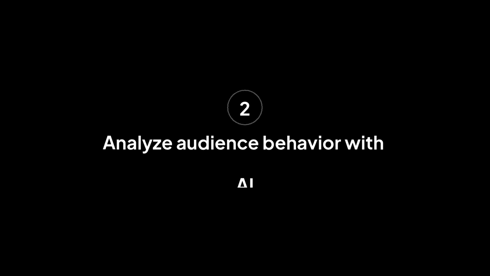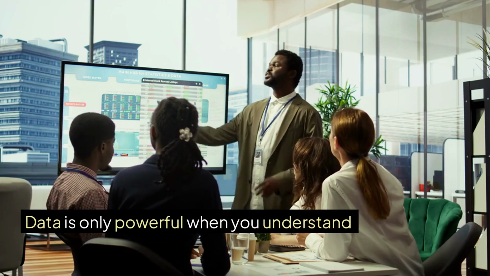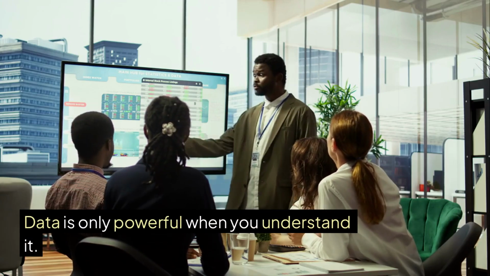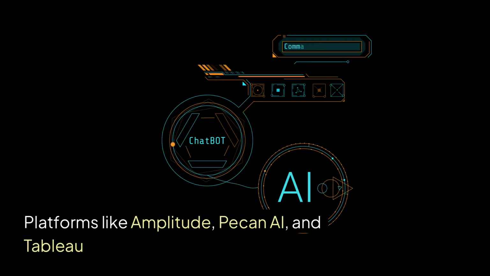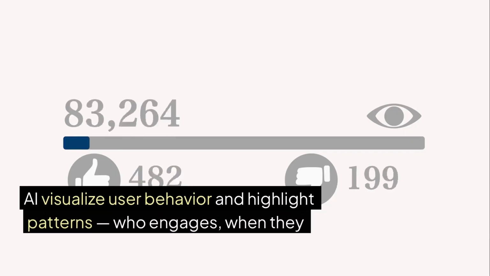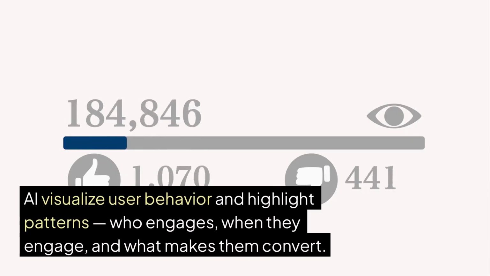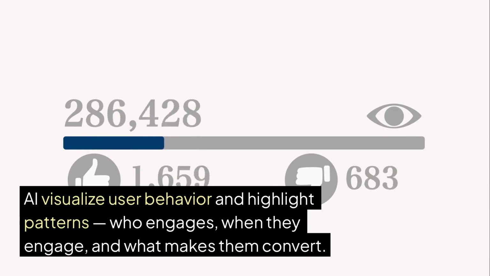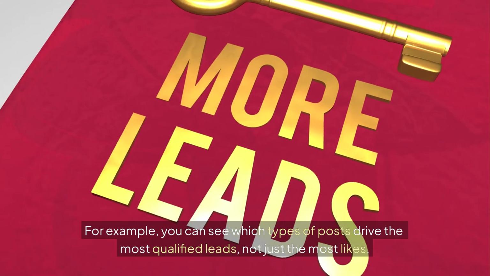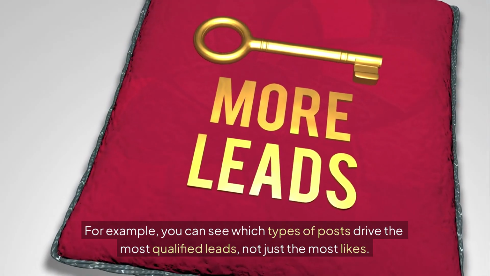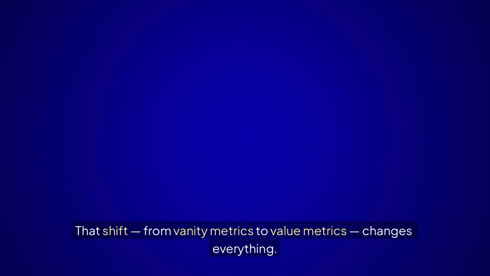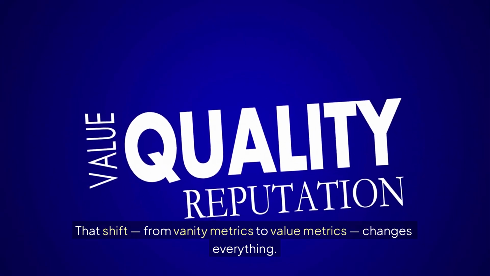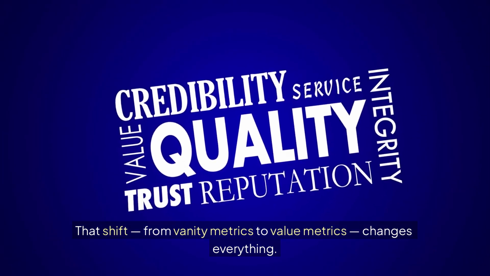Step 2. Analyze audience behavior with AI. Data is only powerful when you understand it. Platforms like Amplitude, Pecan AI, and Tableau AI visualize user behavior and highlight patterns, who engages, when they engage, and what makes them convert. For example, you can see which types of posts drive the most qualified leads, not just the most likes. That shift from vanity metrics to value metrics changes everything.